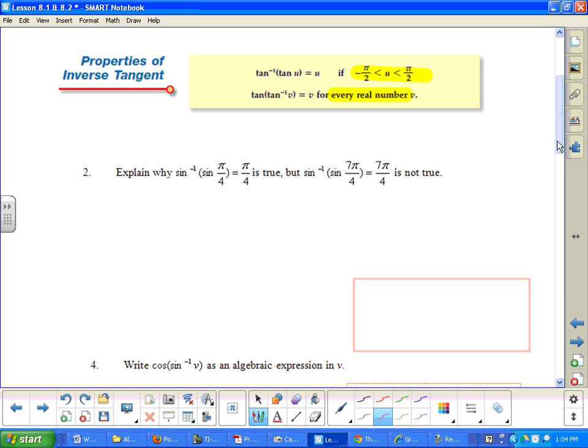There you go. Okay, here's how we do this, because you're going to have to do some of these anyways. So we have, what's the sine of pi over 4? We're going to work from the middle out, which we talked about when we did composite functions. So we get the inverse sine of square root of 2 over 2. And what is the inverse sine of square root of 2 over 2? Pi over 4. That's why that's a true statement.